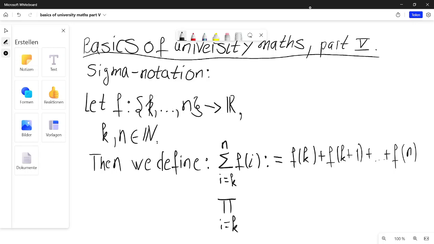Alright, then there is another thing, that is sigma product. And sigma product just does the following.